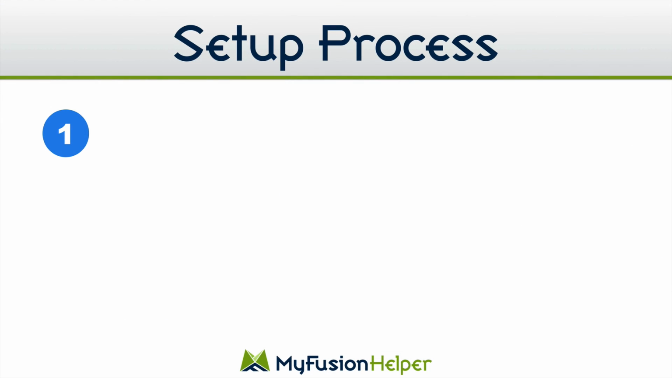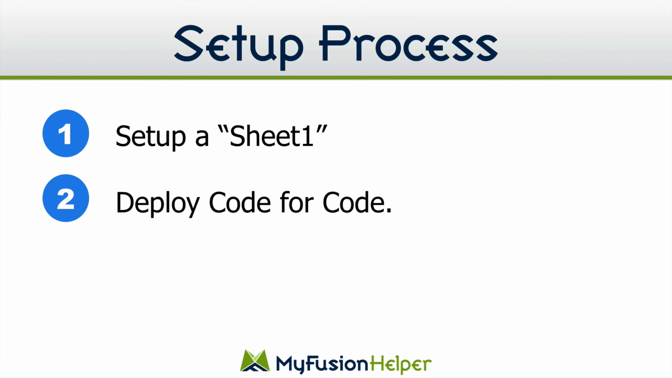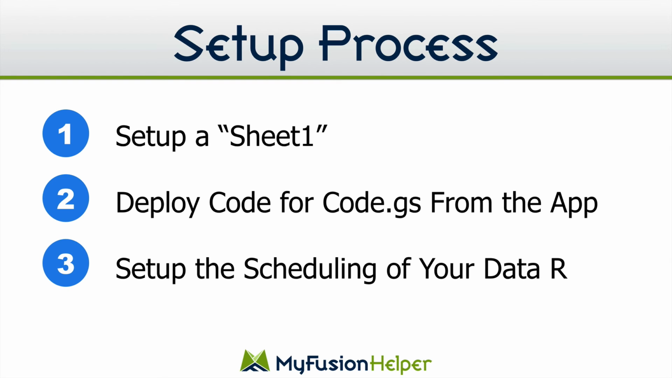Okay, so to recap what we did: step one is we set up a sheet. We went into Google Sheets and created that Sheet1, set it up clean, and got everything ready. Step two was we deployed the code from the Code.js from the app. We copied that and deployed it into the script editor. Step three then was to set up the scheduling of your data refresh. And this is really up to you on the scheduling cycle that you need.